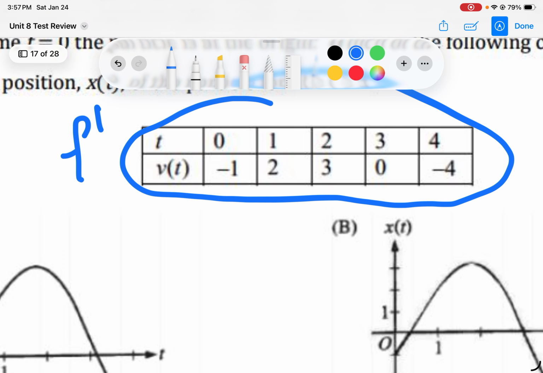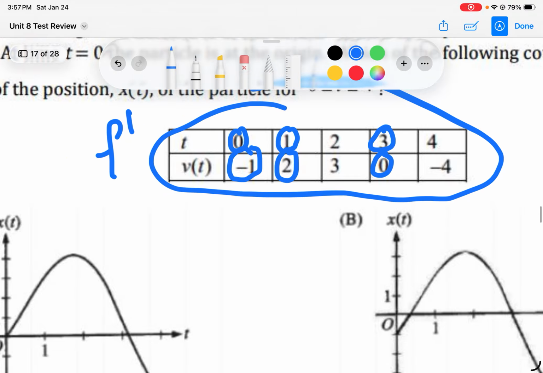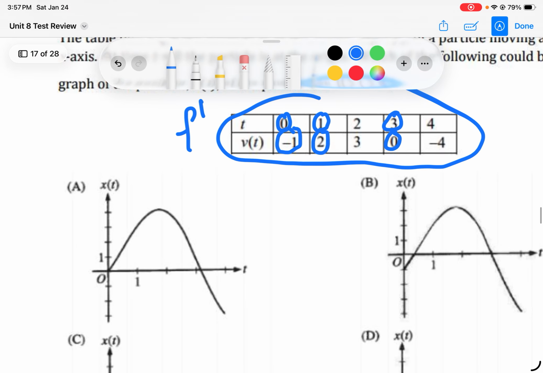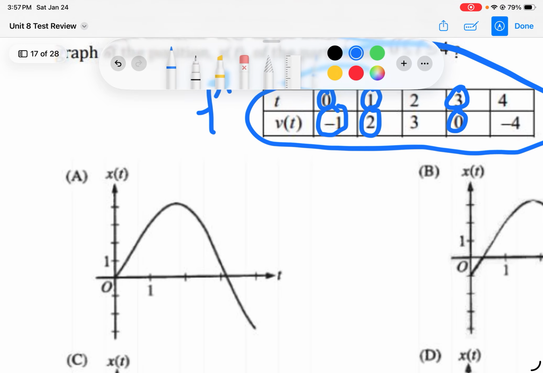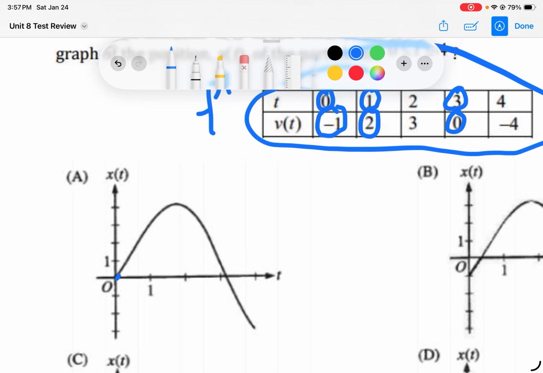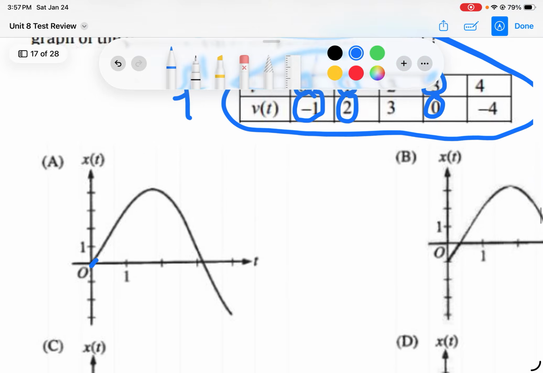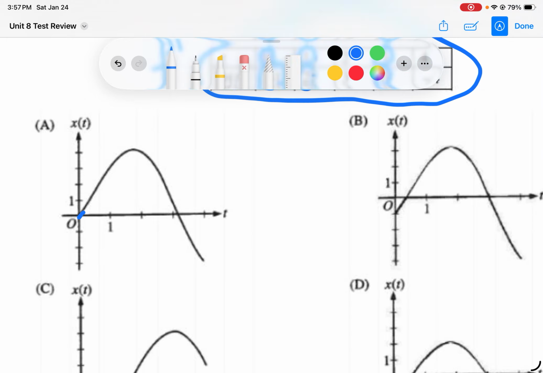If I look at time 0, it needs to have a negative slope. At time 1, it needs to have a slope of 2. At time 3, it needs to have slope 0. So at time 0, let's just look at A. At 0, is that slope negative 1? Well, it doesn't really touch there. Maybe I shouldn't use 0 because I don't have a point on the other side.